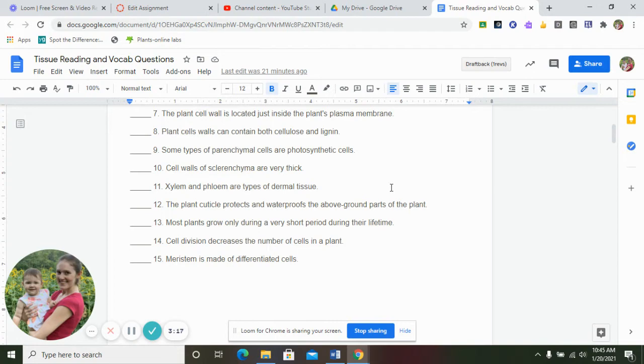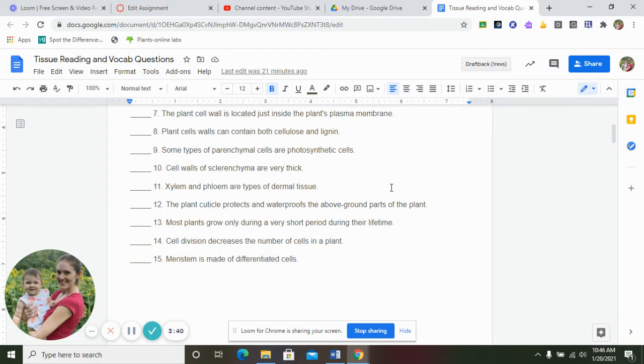Most plants grow only during a very short period of their lifetime. That one is kind of a difficult one because plants go through periods of dormancy depending on the type of plant that it is. So I could see you saying, that is true. They only grow during a short period of their lifetime. I could also see it being false depending on what you believe to be a short period. I went with true on that one, though.